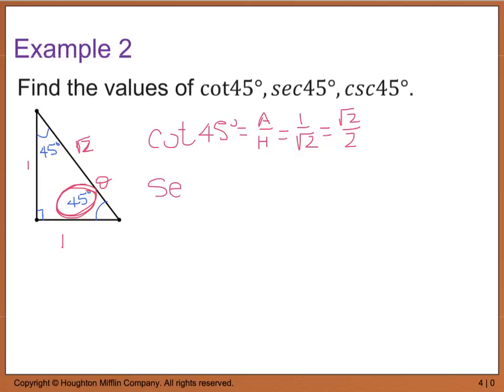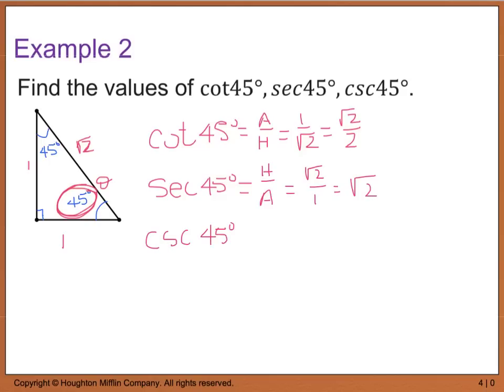Likewise, if I do the secant of 45 degrees, this is really equal to the hypotenuse divided by the adjacent side, which is the square root of 2 over 1, or just the square root of 2. And then I have the cosecant of 45 degrees, which is equal to the hypotenuse divided by the opposite side. And again, I'll get the square root of 2 over 1, or the square root of 2.